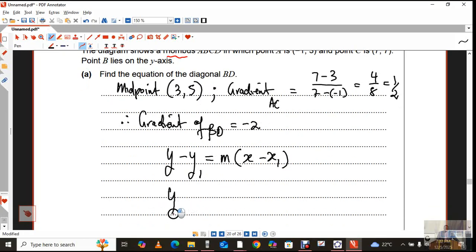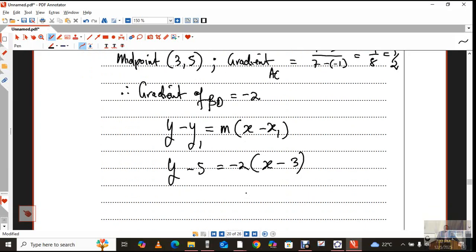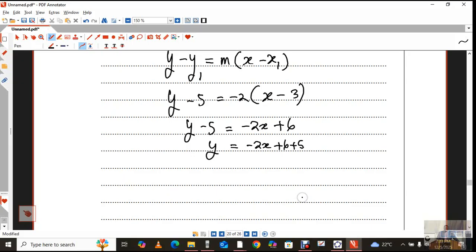So that's going to be y minus 5 equals -2(x minus 3). That's my equation already. But let's clean it up. It's going to be y minus 5 equals -2x plus 6, and y equals -2x plus 6 plus 5. Okay, with me so far? Therefore, the equation is y equals -2x plus 11. Bring that minus down. It's a little bit in the air there. Okay. So there's my equation.